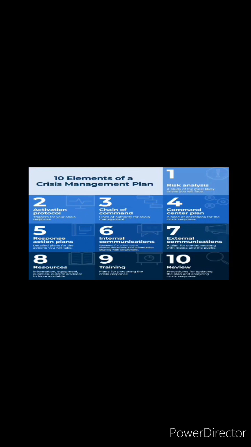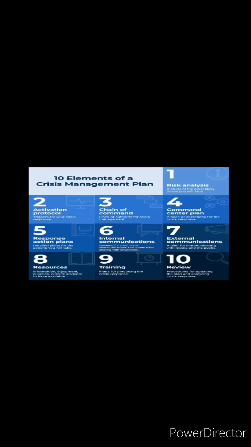First is the risk analysis, a study of the most likely crisis you will face. Second, activation protocol, triggers for your crisis response. Third, chain of command, lines of authority for crisis management. Fourth, command center plan, a base of operations for the crisis response. Fifth is the response action plans, detailed plans for the action you will take.